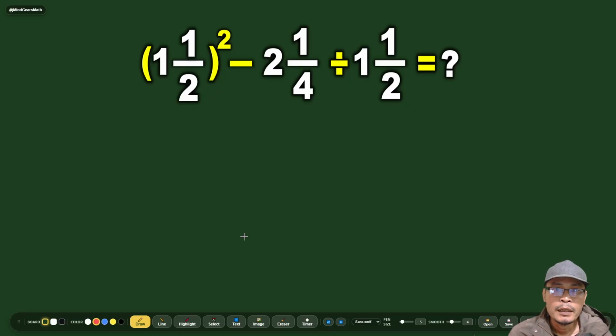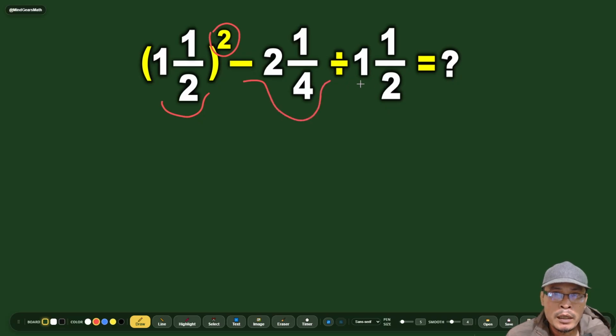Hello and welcome back. On the board today, the quantity 1½ squared minus 2 and 1/4 divided by 1½. Three operations, three priorities.